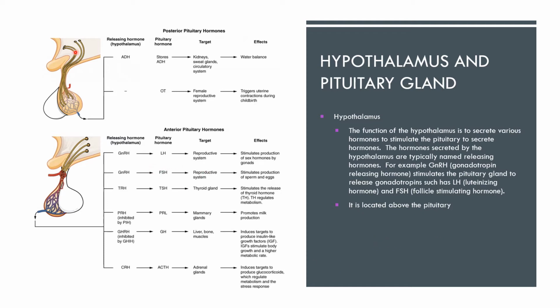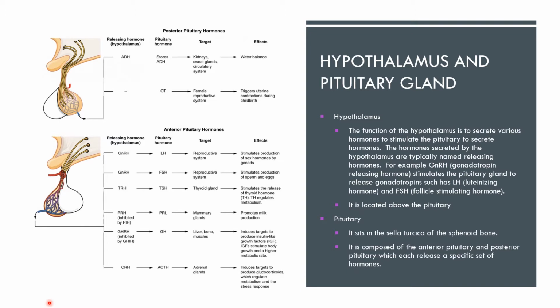And the hypothalamus, as you can see here, is located above the pituitary. The pituitary sits in the sphenoid bone, and it is composed of the anterior pituitary and the posterior pituitary. And each of those areas secrete a specific set of hormones.